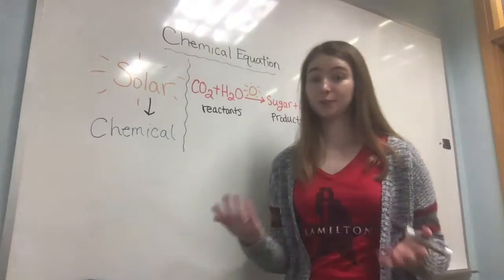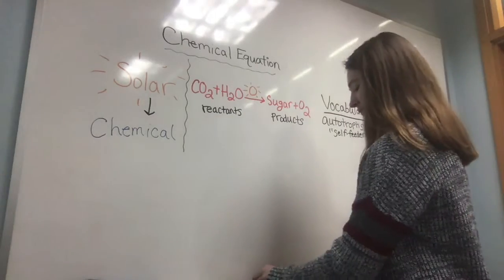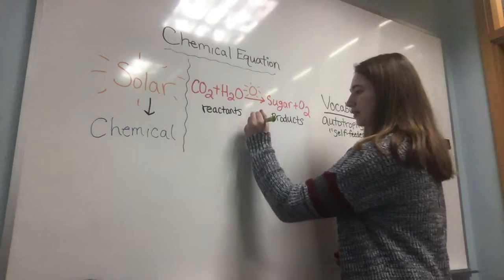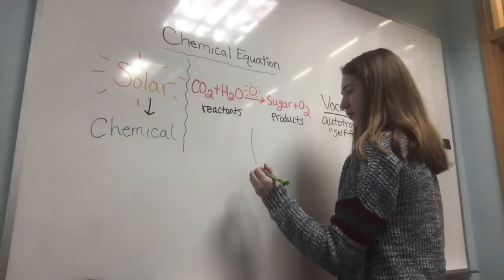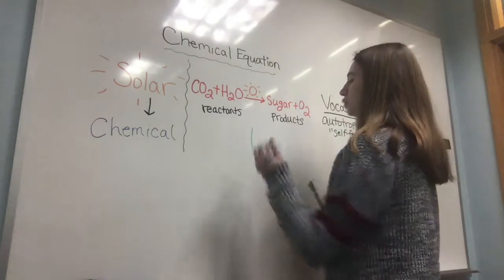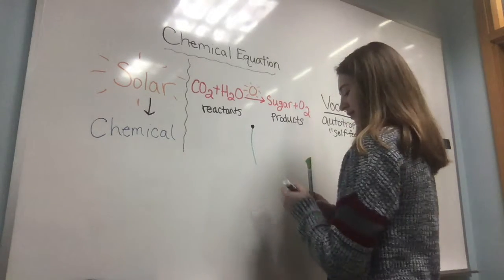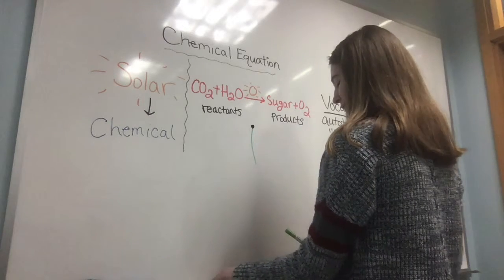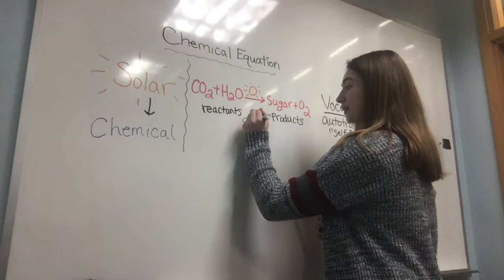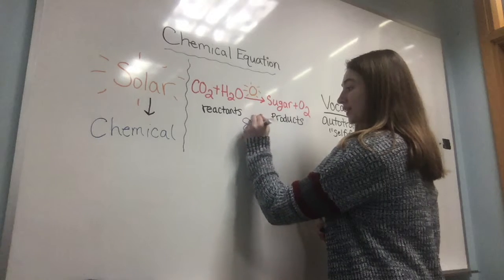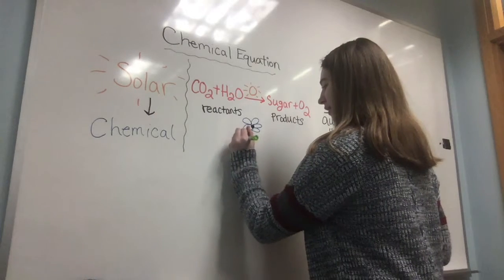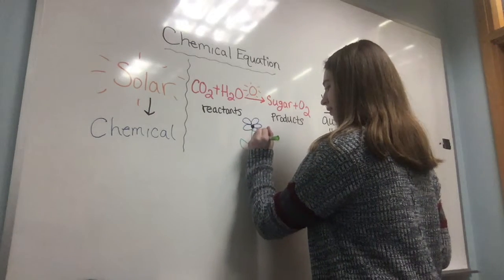So where does this process take place in the plant? In order to show this, I'll draw a quick little diagram here of a simple flower. Let's make the petals blue today. So actually, the process of photosynthesis mainly takes place in the leaves of the plant. We're going to have some leaves down here.